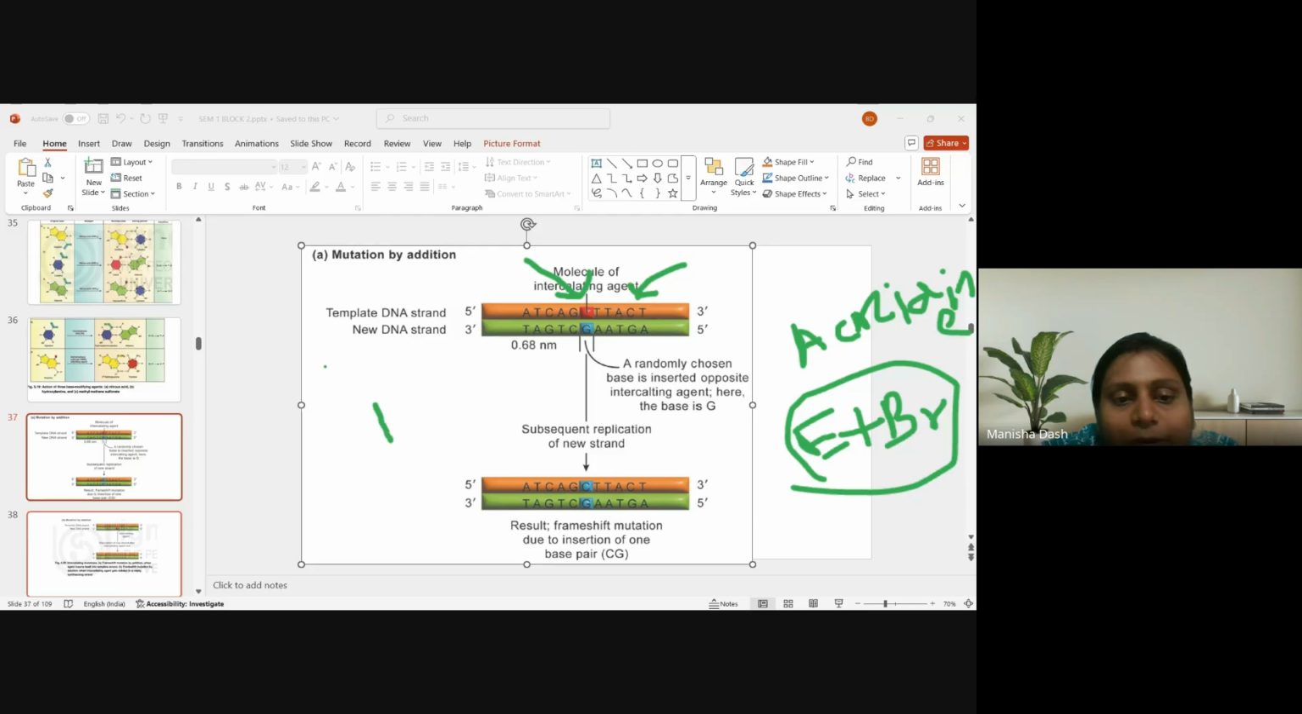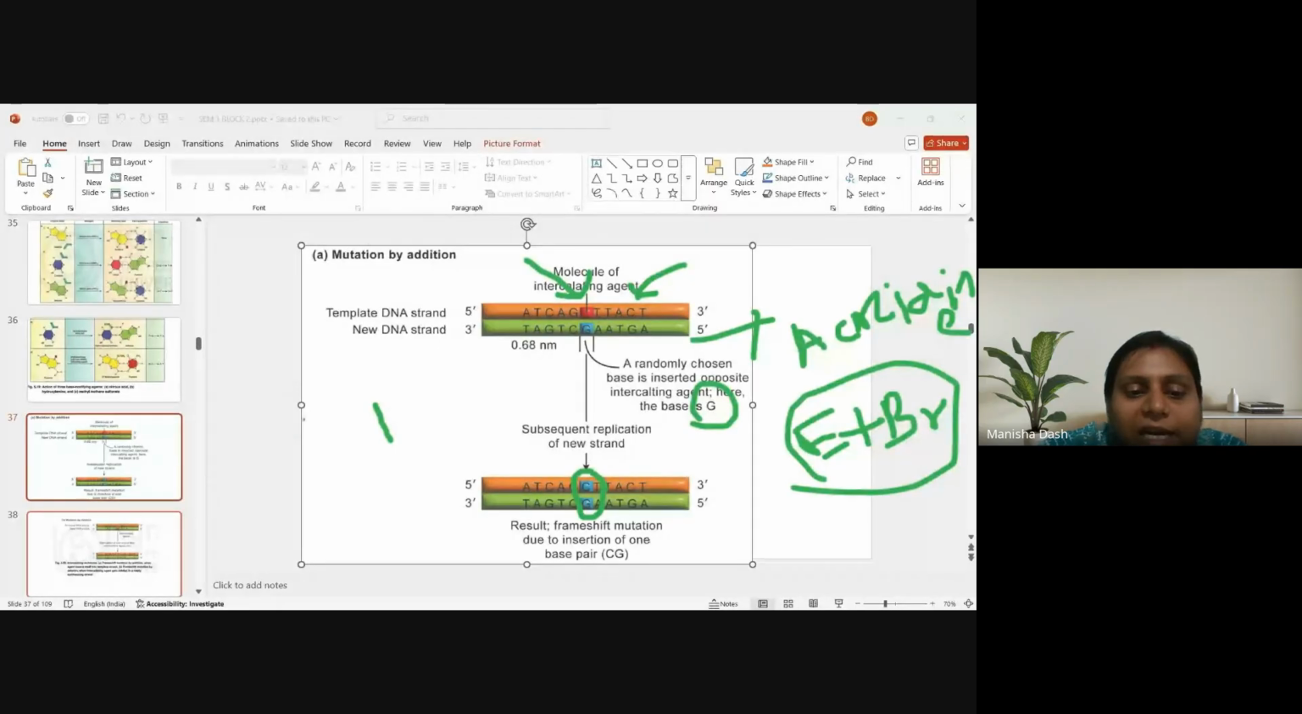So what is the new base that is added here? That is G. Randomly, it could be A, T, C, G, anything. So let's assume the base that is added complementary to the intercalator is G or guanine. Now when this strand undergoes replication, both of these strands will separate, and the G will have a complementary pairing, that is C. Earlier, if you look at the sequence, there was no additional CG pair in the original DNA. But now a CG pair has been inserted.